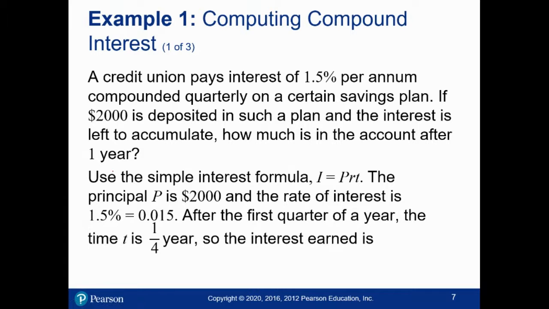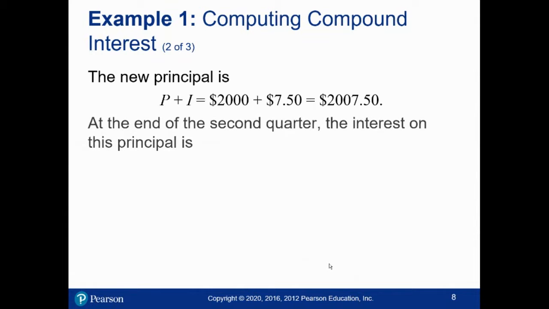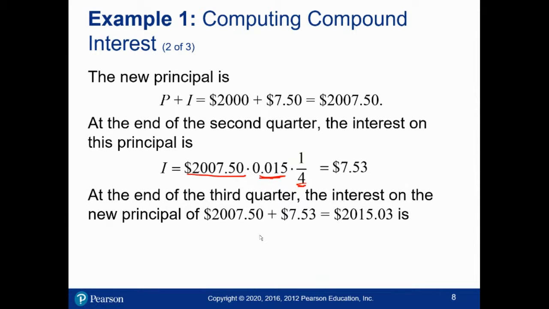So the interest earned is 1.5% times 1/4 of a year. So I've earned $7.50, which means now I have $2,007.50 in the bank. So what happens after another quarter? I earn, again, a quarter period of 1.5%, but now the amount in there is a little bit bigger, and that works out instead of just 7.50 to be 7.53. Hooray, 3 extra pennies.